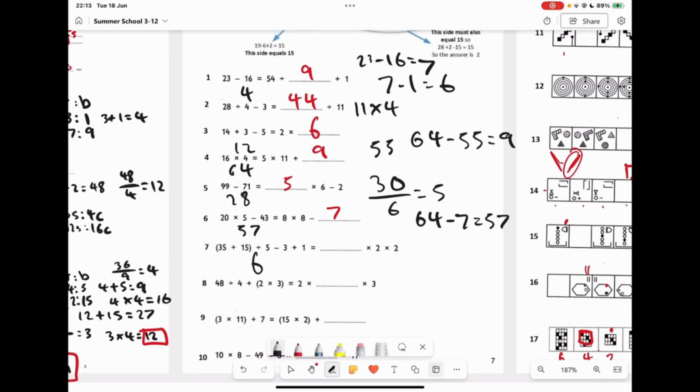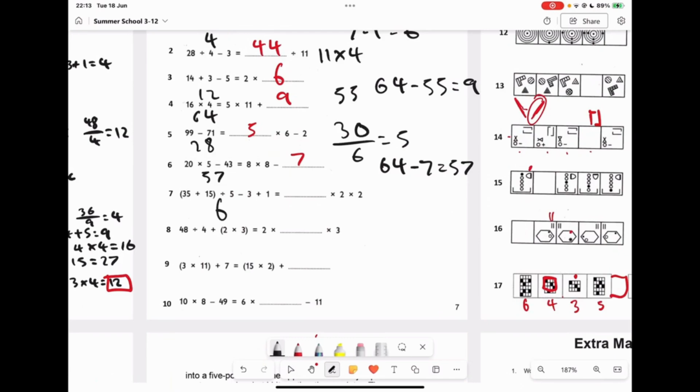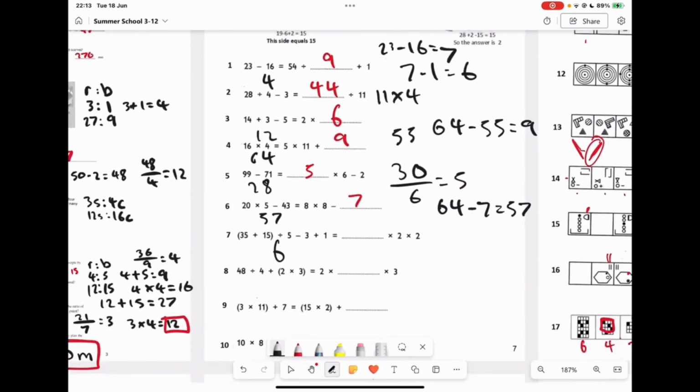Well, it seems that the answer's been made without following BIDMAS because it's expecting an answer of 2. But considering this, 2 times 2 times something equals 6. So what we're looking at is 1.5 would ideally be the answer. So yeah, 1.5 times 2 times 2. Okay.